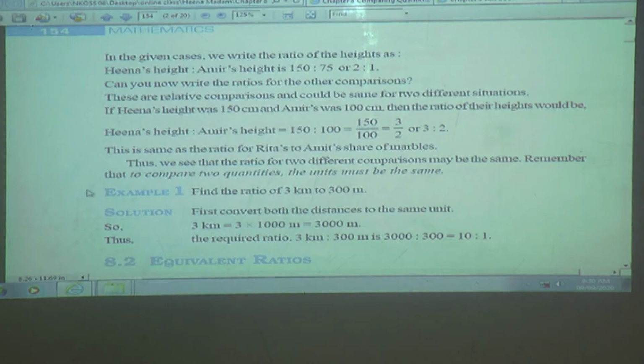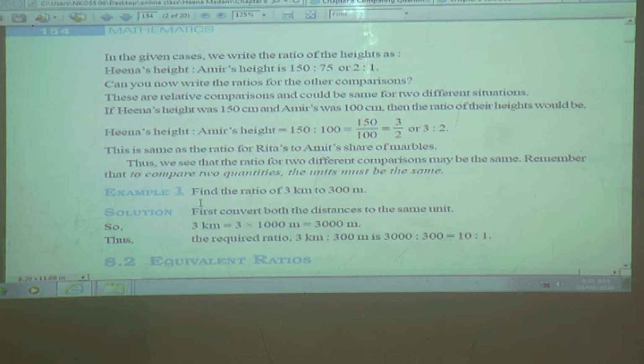Remember that to compare two quantities, the unit must be the same. You should know that whatever units are given, whether it is centimeter, meter, kilometer or gram, they should be the same, and only then can we compare the quantities. Here we have one example. I will show what to do when units are not the same.